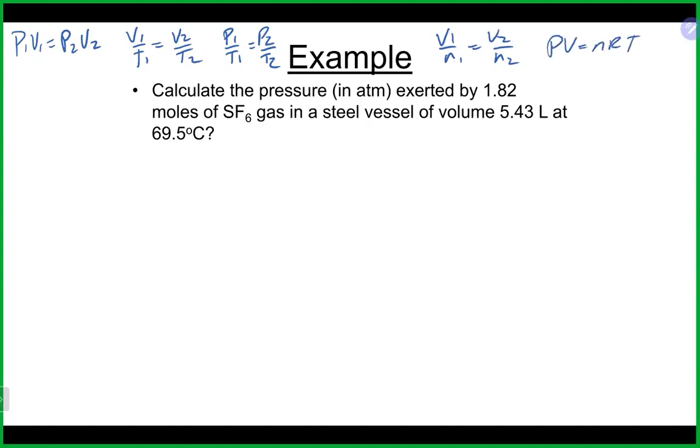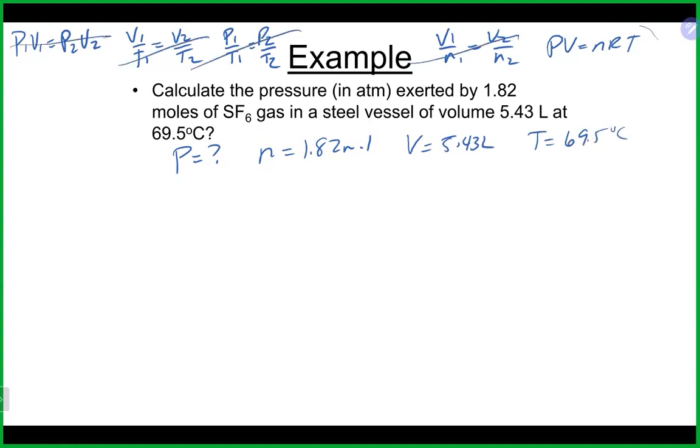So we take the same approach here. We're looking for the pressure exerted by that many moles, 1.82, and we have a volume of 5.43 liters and a temperature of 69.5 degrees Celsius. Again, we pretty much have one of everything, which eliminates all these equations and points us in the direction of PV equals nRT. Remember, they never mention the gas constant, but that is a number you always have available to you. So we are going to use the ideal gas law here.